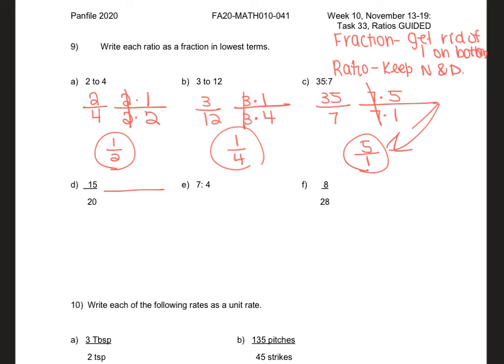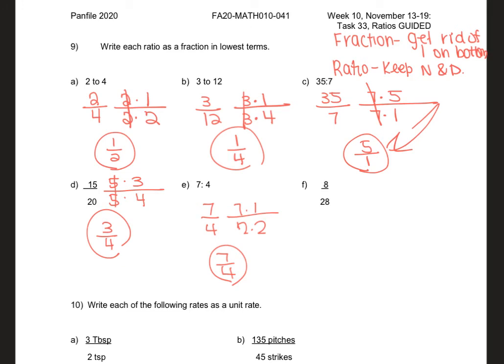All right, for letter D, I'm going to write 15 as 5 times 3. I'm going to write 20 as 5 times 4. I can get rid of the 5's, and I end up with 3 over 4. 7 over 4, I can rewrite 7 as 7 times 1. I can rewrite 4 as 4 times 1 or 2 times 2. Neither of them simplify, and I'm just left with 7 over 4. All right, letter F, I can rewrite 8 as 2 times 4. I can rewrite 28 as 7 times 4. I get rid of the 4's, and I'm left with 2 over 7.